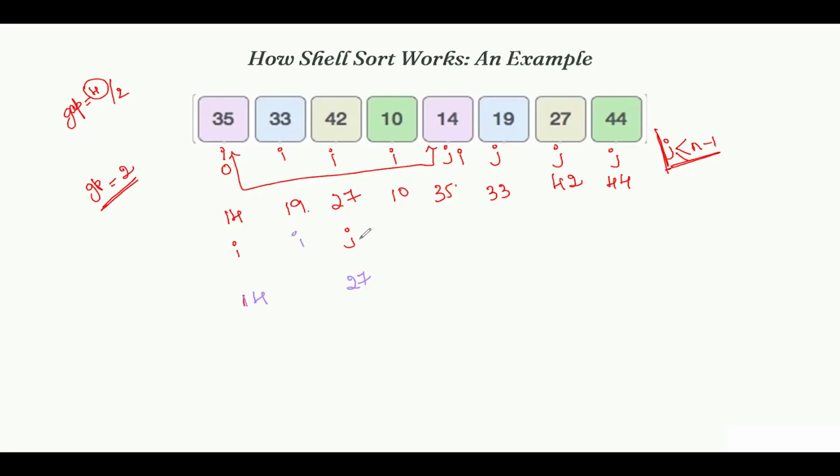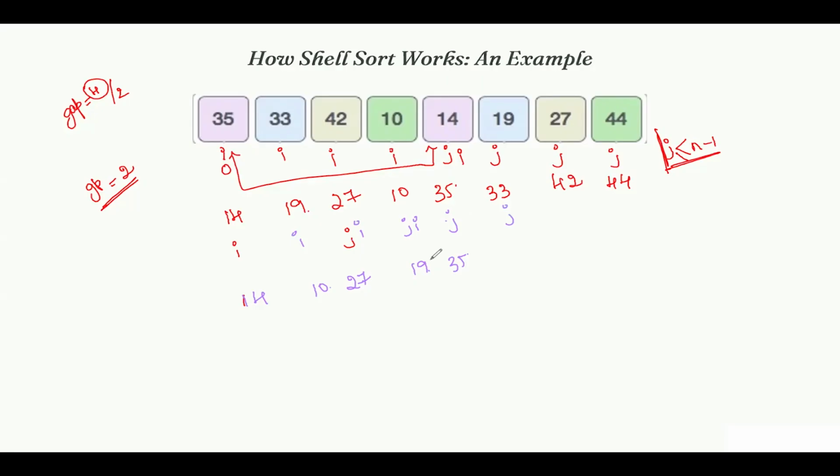Next, the i value will be incremented here, the j value will come here. Now, what is going to happen? Of course, 10 will come here and 19 will be moved here. Now, the i value will be incremented here and then the j value will be incremented here. I'm going to compare 27 with 35, there are no changes, so it is going to remain as it is. Okay, now the i value will be incremented here, the j value here.